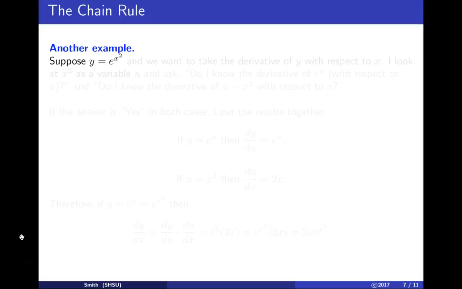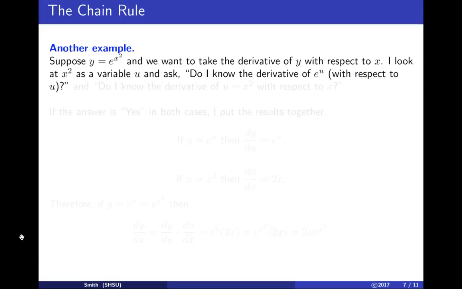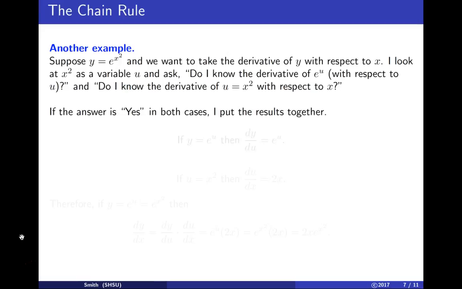Let's do another example. Suppose I want to differentiate e to the x squared. We don't have a rule for differentiating e to the x squared, but we do have a rule for differentiating e to the x. So we want to take the derivative of y with respect to x. I'm going to think of x squared as a variable in its own right and ask, do I know the derivative of e to the u with respect to u? And the answer is yes. The derivative of e to the u is e to the u. Then I ask, do I know the derivative of x squared with respect to x? Well, yeah, that's 2x.